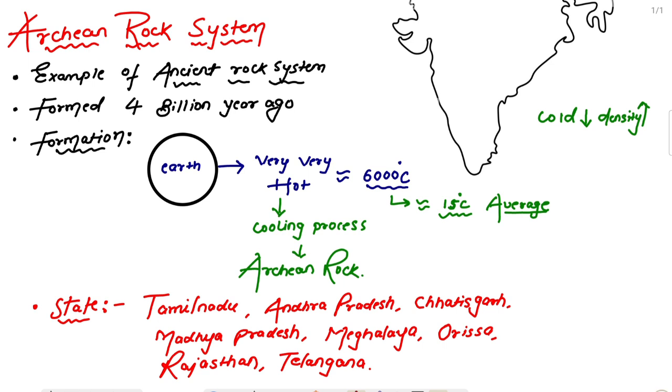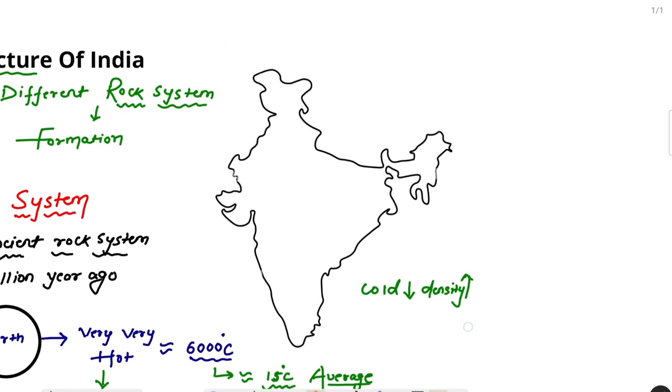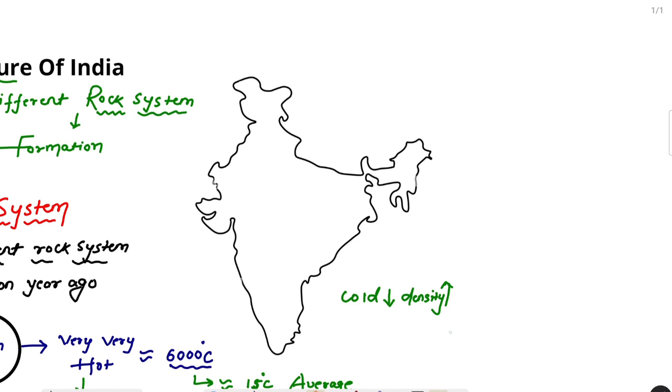Now what type of question will come? They will not ask you to tell in which state the Archean rock system is found. No, they will not ask this. They will say, here is a diagram of India, and ask you to locate the Archean rock system in the Indian map. So there you have to locate it.